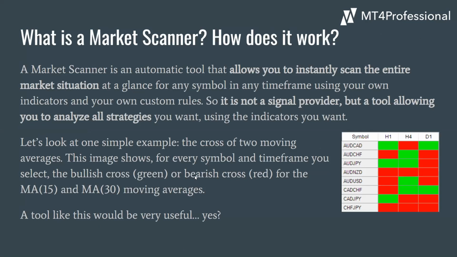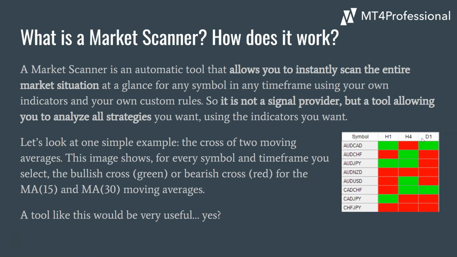It's a tool that automatically goes through and scans the whole market universe for any symbol, any time frame, using indicators or rules that you've defined. It's not a signal provider, but it's a tool that allows you to analyze your own strategies using the indicators that you want. So it's like the picture that you see in the bottom right corner. You have a symbol list, and then you have a matrix of color codes, which means something to you. That means green's bullish, red is bearish. So I'm looking for not only single time frame, but multiple time frame alignment of bullish or bearish indication.